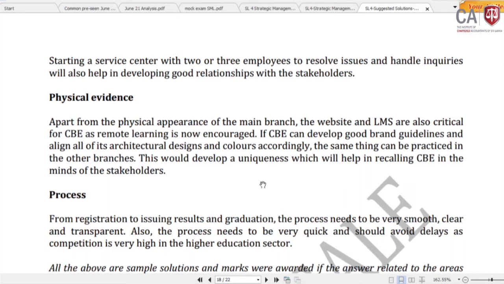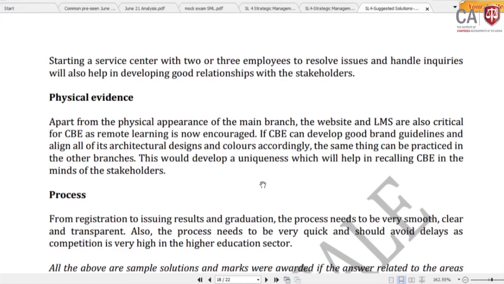Next one, if CB can develop a good brand guideline, lining up its architectural design and colors accordingly, the same thing can be practiced in the other branches. This would develop a uniqueness which will help in recalling CB in the mind of the stakeholders.